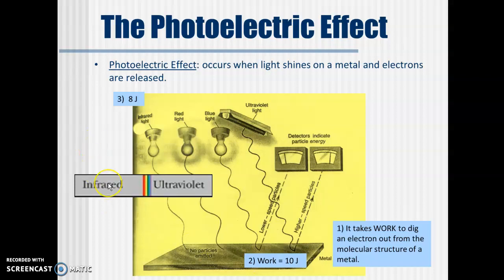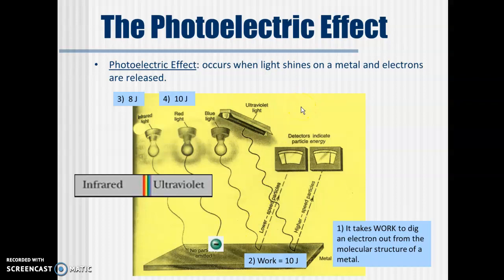But now let's move up to light that has more energy. Let's use red light. Red light, let's pretend, gives us an incoming energy of 10 joules. I shine my red light, and it takes 10 joules to release an electron, so I would expect an electron to be released. But there are no extra joules, so that electron is just going to sit there because it doesn't have any energy to turn into velocity to move.